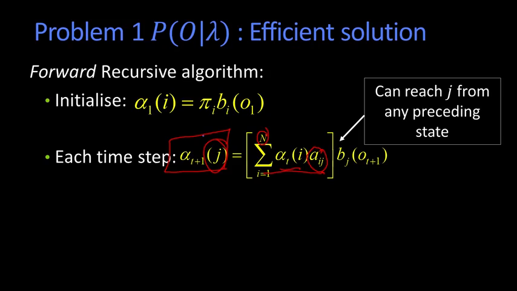And now I also have to talk about the output symbol at time t plus 1. Well, that's b sub j of o t plus 1. All right, and there's no other way that I can reach that j state from any of the preceding states, so I just define that recursively. That means I can do one more really cool thing, okay?